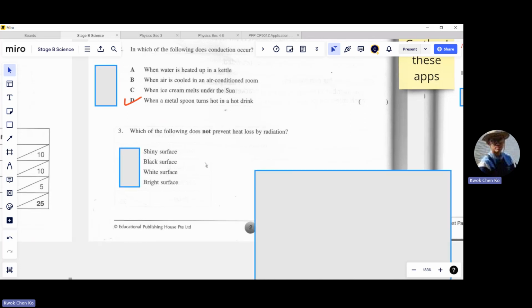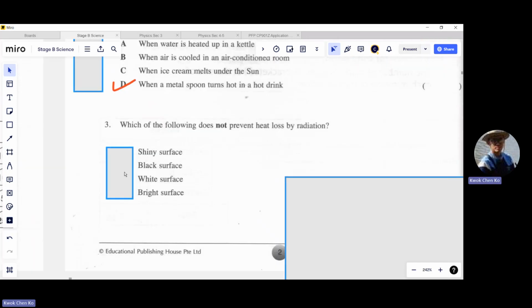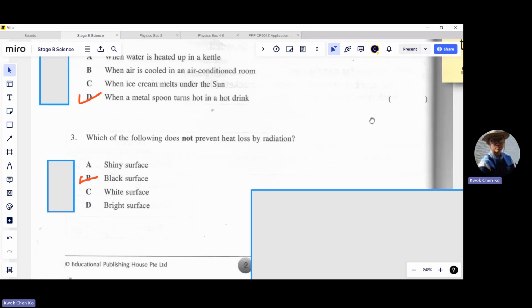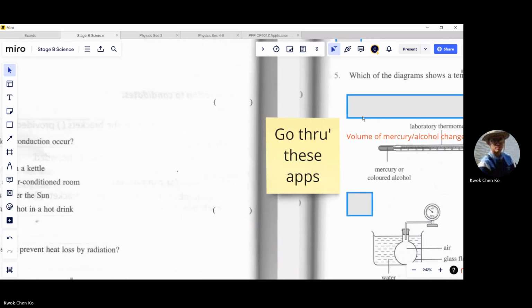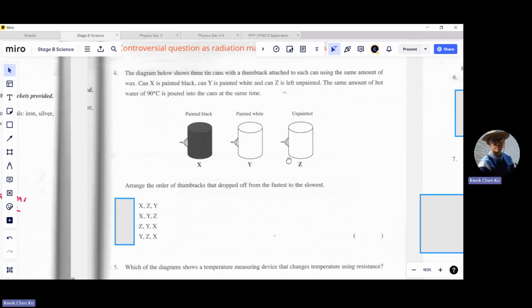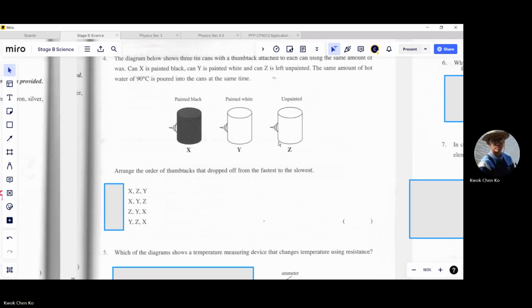Which of the following does not prevent heat loss by radiation? Which one is the odd one? Look at these four surfaces. Is there a difference between shiny and bright? No. So which is the odd one now? Black. Don't you think, color? By the way, anytime you see black, white, it's about radiation most of the time, unless it's a trick question.